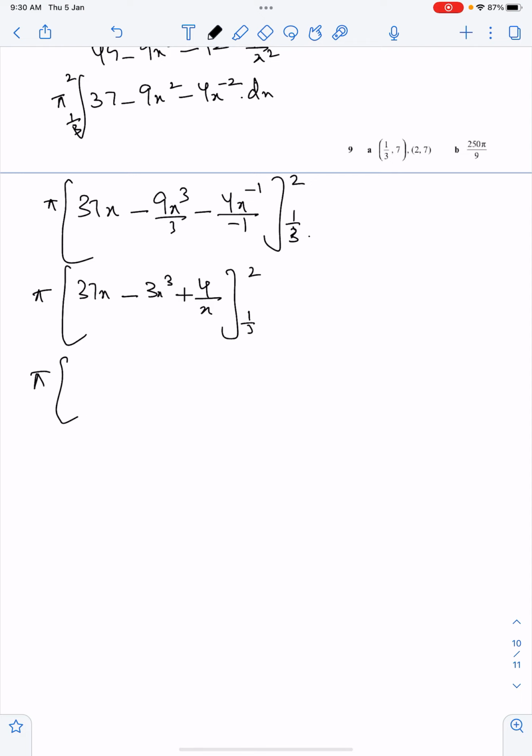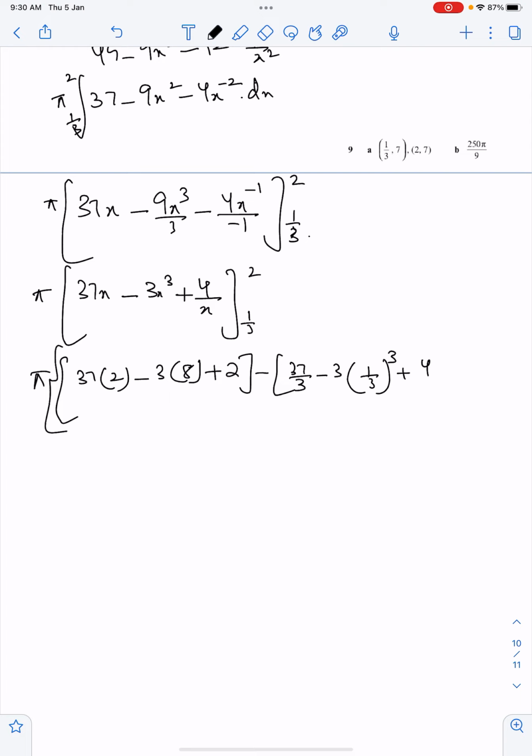When I apply the boundary of 2, it will become 74 minus 3 into 8, because 2 cube is 8, plus 4 upon 2 is 2 only. This is the first bracket. Now the second bracket, 1 upon 3. So 37 upon 3 minus 3 into 1 upon 3 cube plus 4 divided by 1 upon 3, meaning 4 multiplied by 3 upon 1, which is a 12.